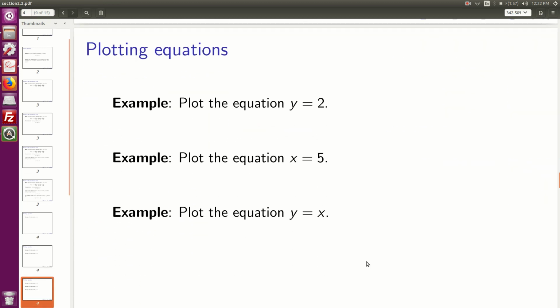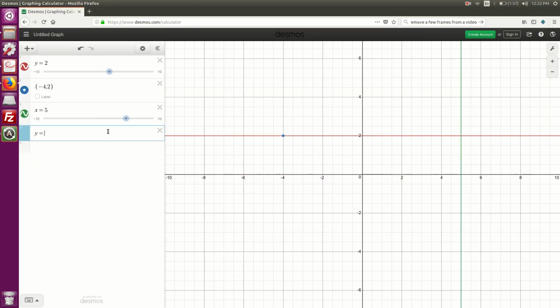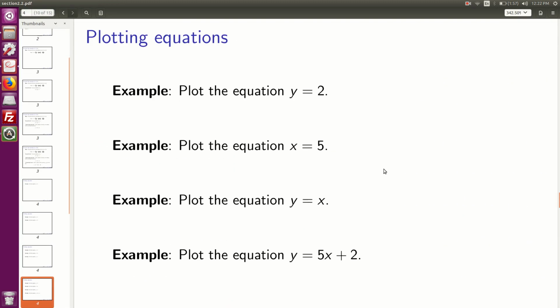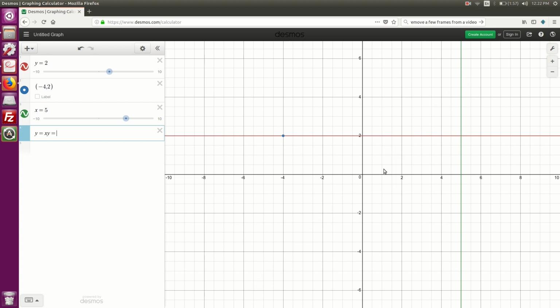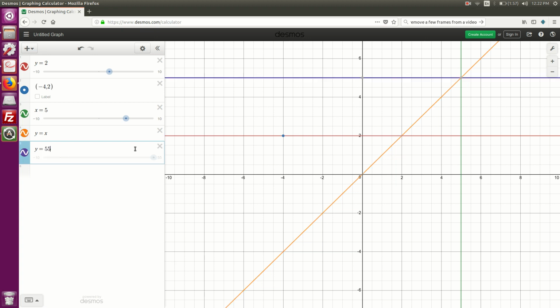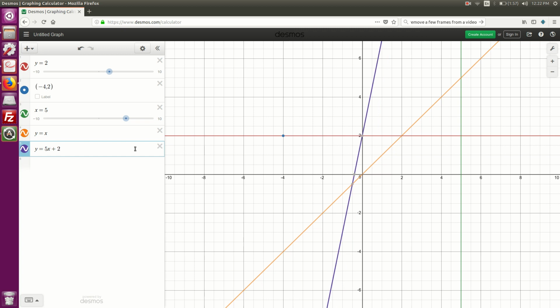Of course, we can plot more complicated things, like y equals x. This will do it just fine. We get this nice linear function. Or y equals 5x plus 2. And to get a new line, just go below and click. And you can plot a lot of things. You can't plot infinitely many things, but you'll get more than enough plotting stuff out of this than you'll need.